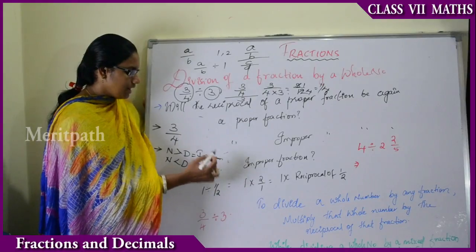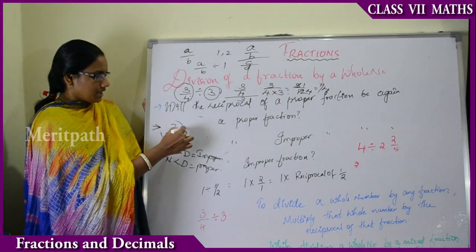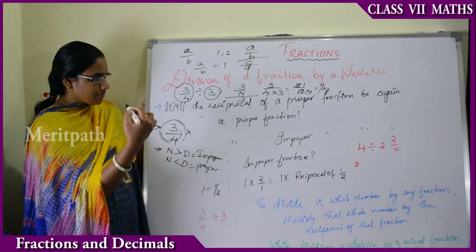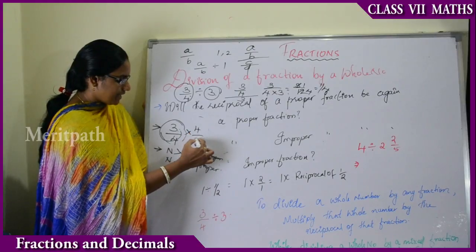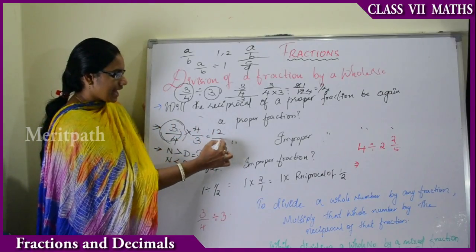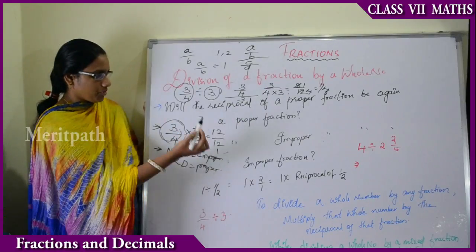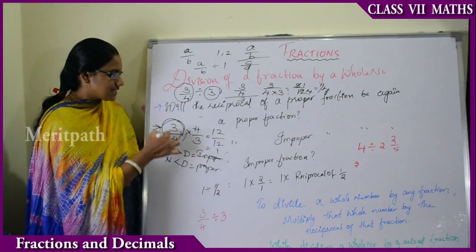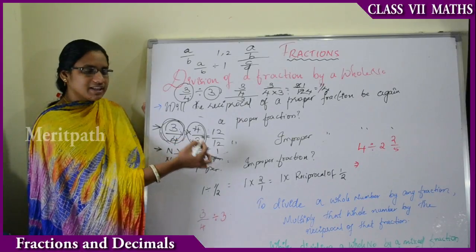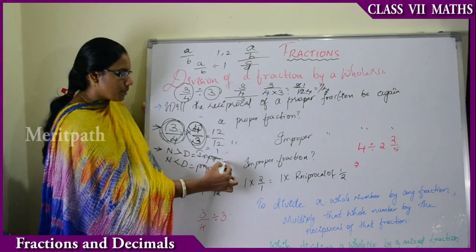So suppose let us take one proper fraction, that is 3 by 4. When this 3 by 4 is multiplied with the reciprocal, that is 4 by 3, 3 fours are 12 and 4 threes are 12, the answer is 1, right? Now what I want to say is, will the reciprocal of a proper fraction be again a proper fraction? This is the proper fraction. The reciprocal is 4 by 3. That means the numerator is greater than the denominator, right? So it is said to be an improper fraction.